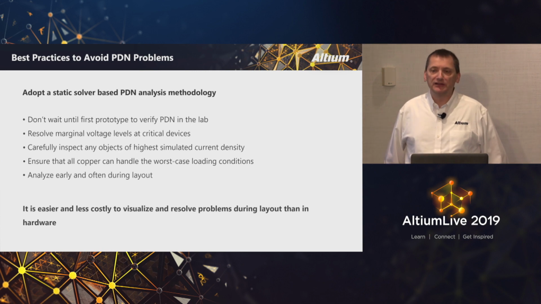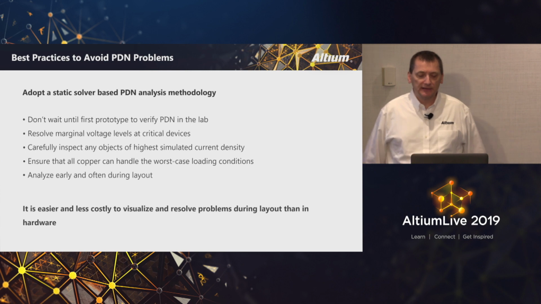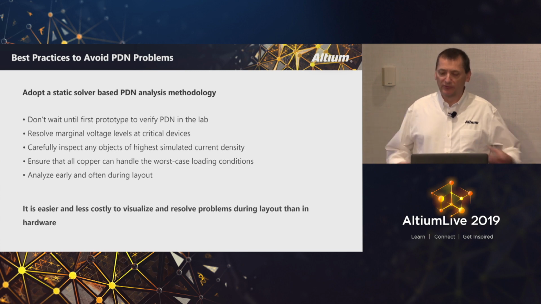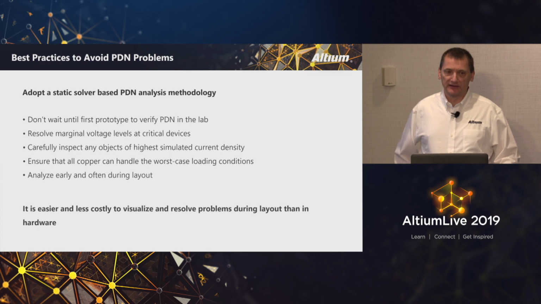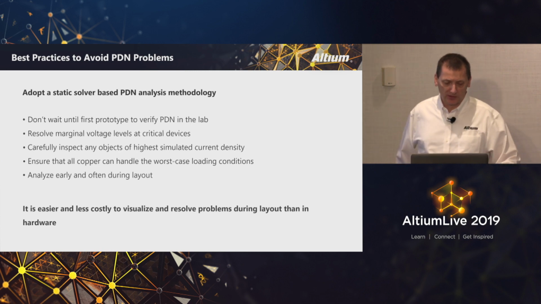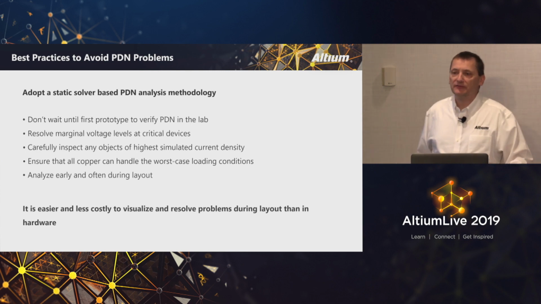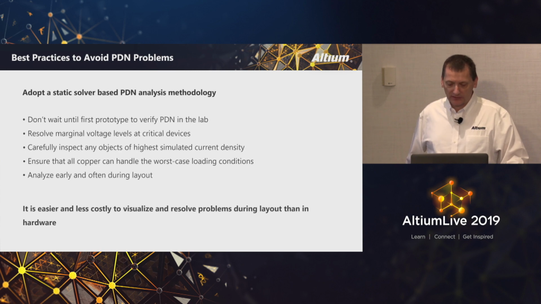Carefully inspect anything that shows high current density. So if you're drawing lots of current through one particular area of the board, that can be a problem for the conductors and the physical laminate of the board as well. And again, ensure that you can handle worst case loading conditions. So it's, again, easier and less costly to visualize these types of problems up front rather than later, once something's in production.